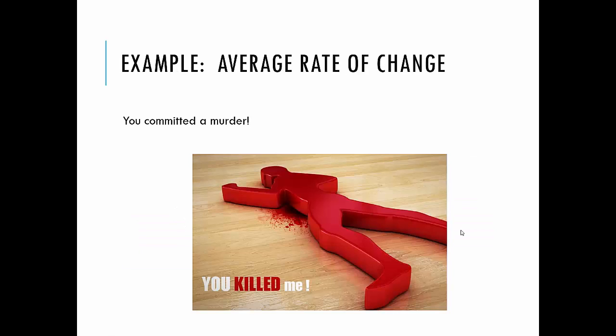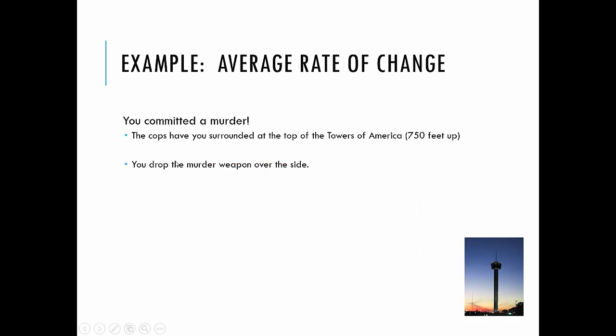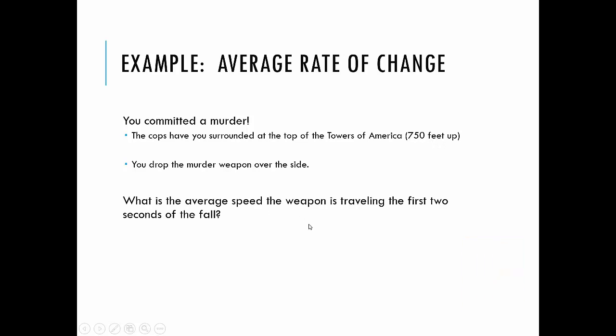So I think the Galileo example is boring, so I've tried to make it a little bit more exciting. You've committed a murder. You scared? You killed me. Why would you kill me? The cops have you surrounded at the top of the towers of America. You nervous? 750 feet up. You drop the murder weapon over the side. What is the average speed the weapon is traveling the first 2 seconds of the fall?